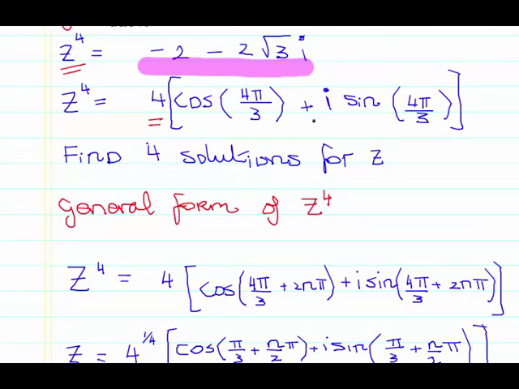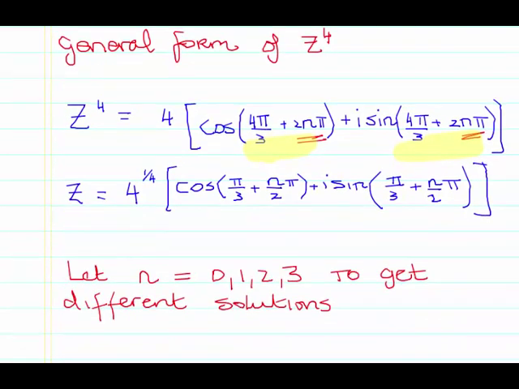Essentially, it's just like what we have here, but we add in this term here, 2n pi. We just replace it with this here. So essentially, we switch it to 4 pi over 3 plus 2n pi. So that is z to the power of 4.